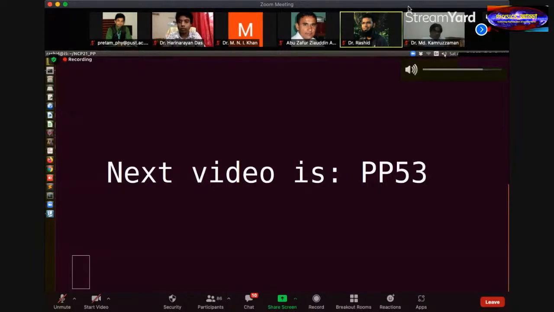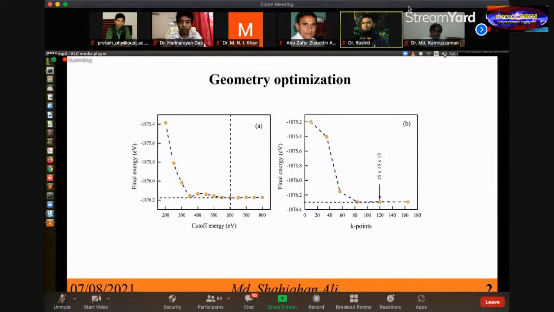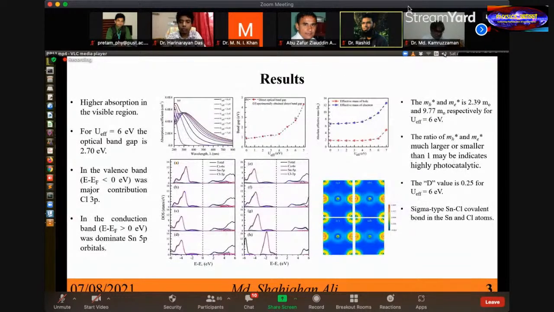Welcome to our poster: DFT-based first principle calculation of lead-free cesium tin chloride perovskite, a GGA plus U approach. Our theoretical calculations were carried out using the CASTEP code in Materials Studio. We used 600 electron volt cutoff energy and 15 by 15 by 15 high symmetry k-points for all calculations. We observe higher absorbance in the visible region for a U value equal to 6 electron volt.